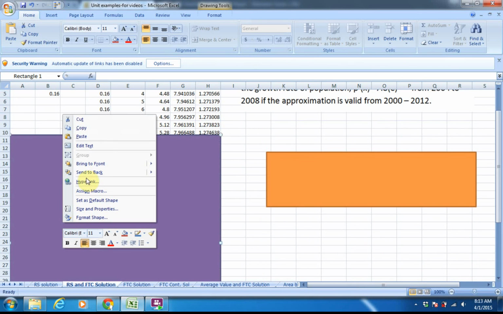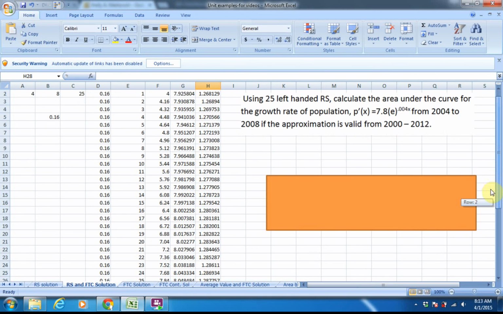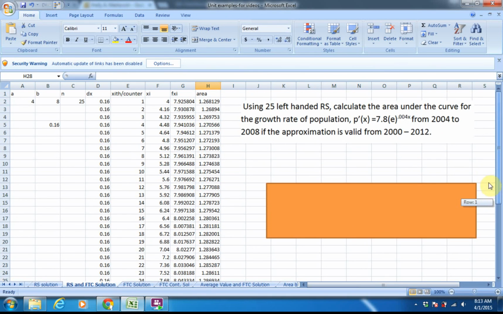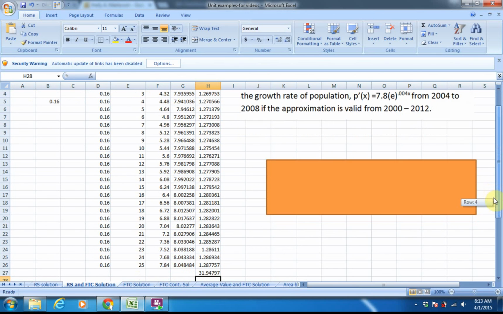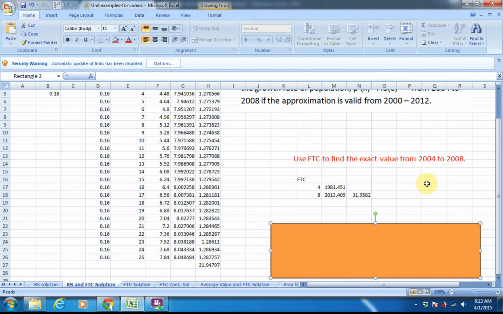I'm going to remove this and allow you to pause the video wherever you need to go back and look at what I've got there. Under this orange box, again, is how we would calculate it using the fundamental theorem of calculus. And that's the next video that you're going to watch, so you'll see how this comes into play. But again, I want you to look at that value, 31.9582, and compare it to what we have. Using 25 rectangles, we're pretty close, but using the fundamental theorem of calculus, we're exact.